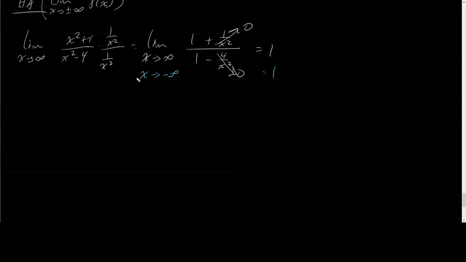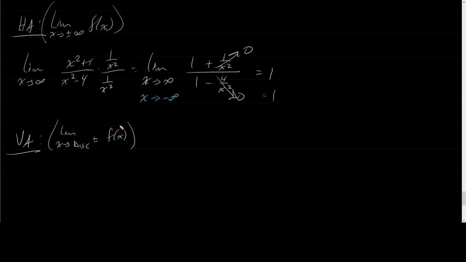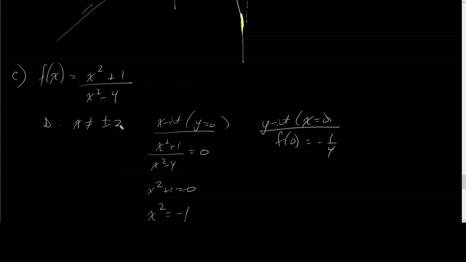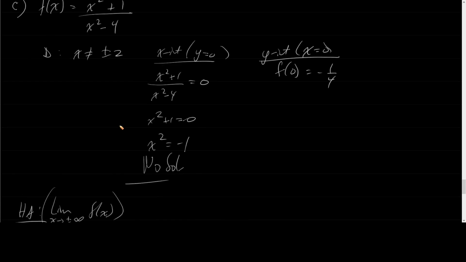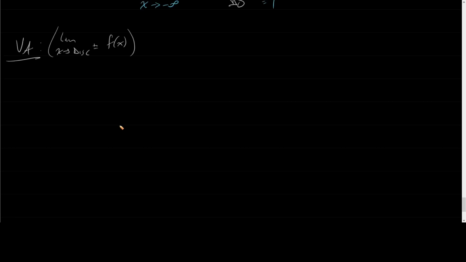Vertical asymptotes, well, let's see. We have to take the limit as x goes to our discontinuities from both sides. And what were our discontinuities? Well, we had 2 of them, positive 2 and negative 2. So let's see what happens there.